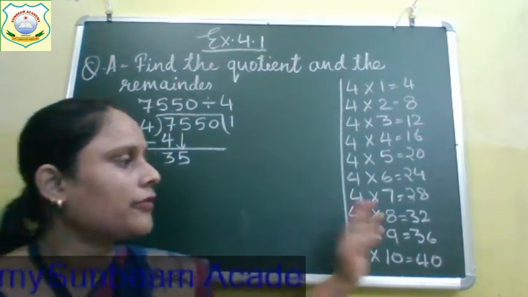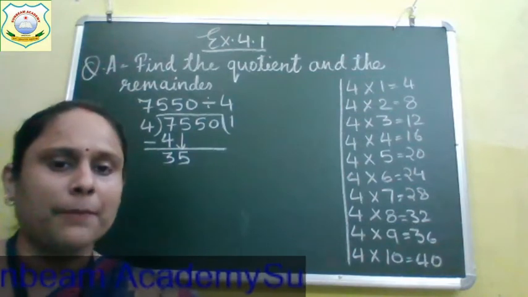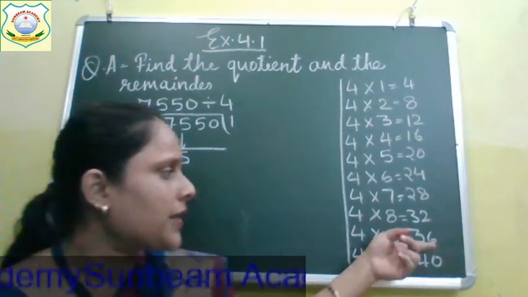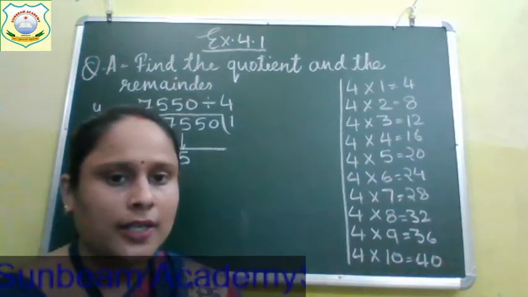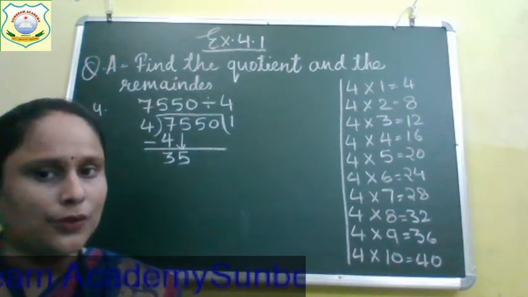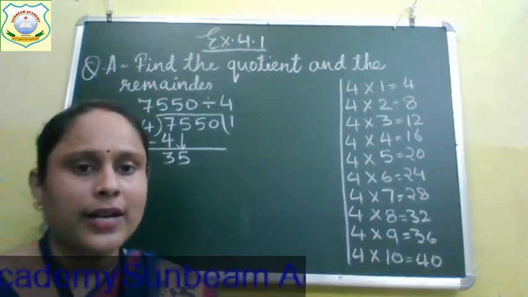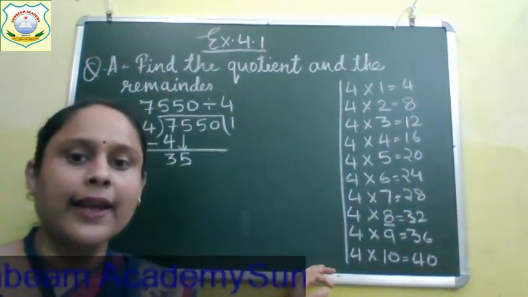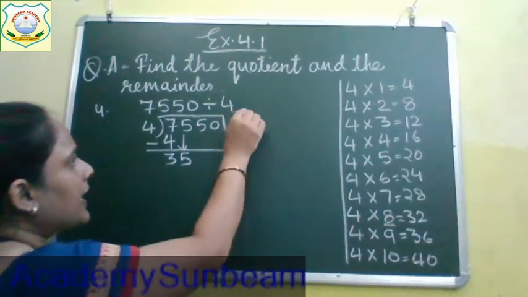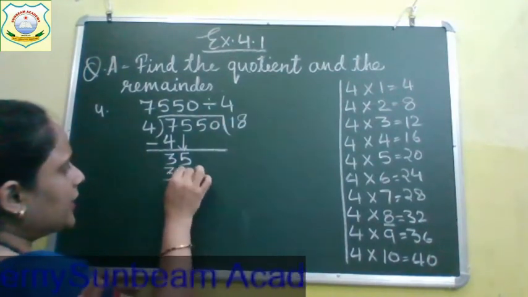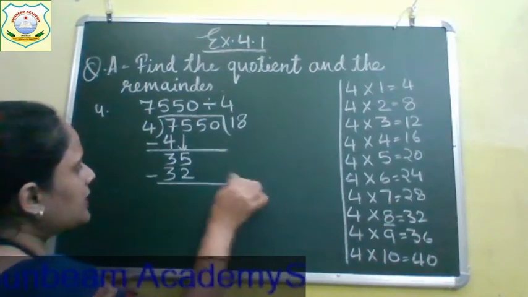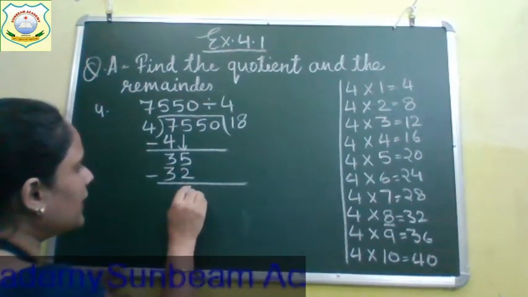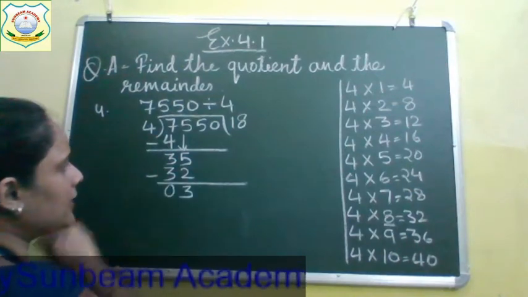Now children, what will we do? We'll take a number which is less than 35. Which number is less than 35? 36 or 32? 32. How many times will you get 32? 4 8s are 32. So we will write 8 and we will write 32 here. Now on subtracting 32 from 35 we will get 3.